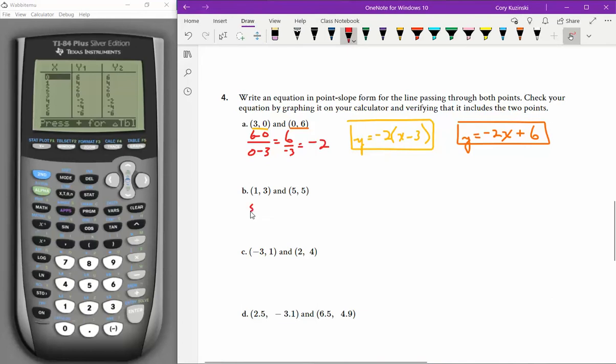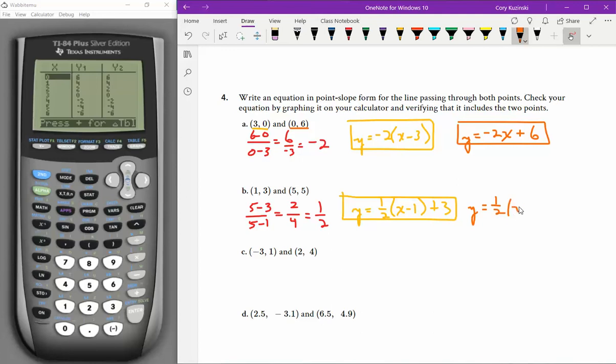All right, 5 minus 3 over 5 minus 1. That's going to be my slope, which is 2 over 4, or 1/2. So first equation, y equals 1/2 times x minus 1 plus 3. Second equation, y equals 1/2 times x minus 5 plus 5.